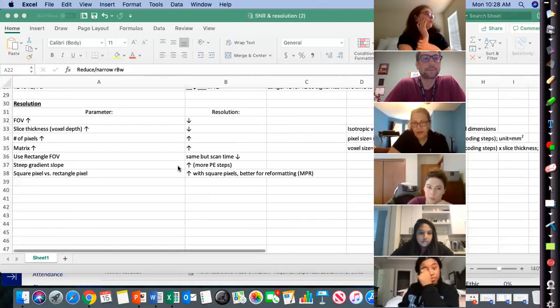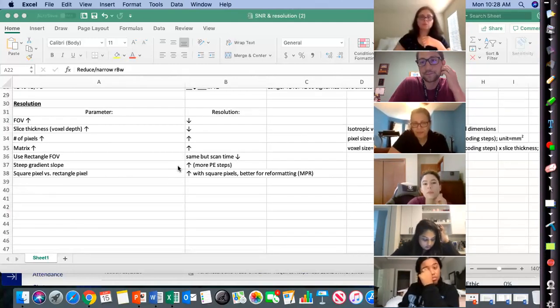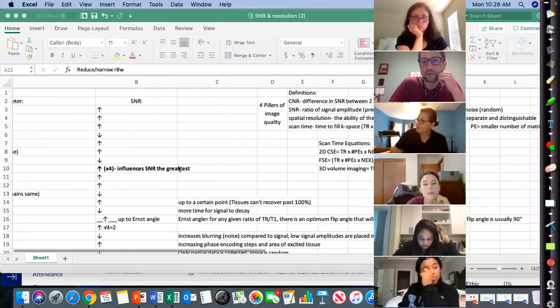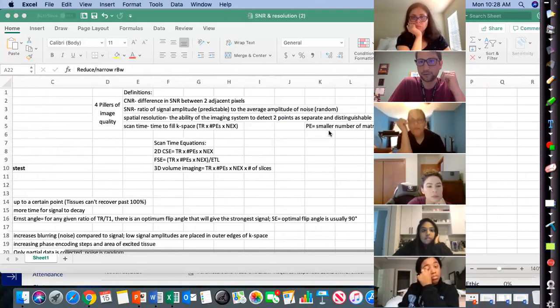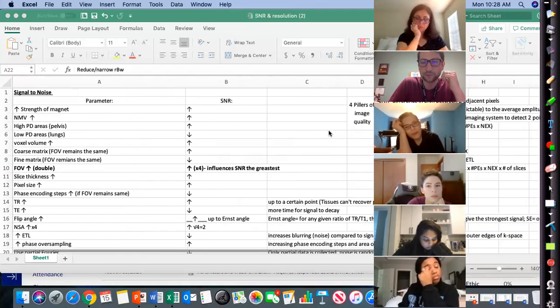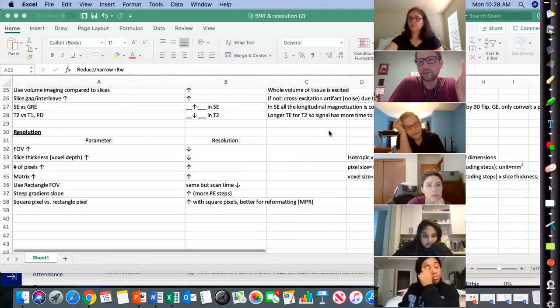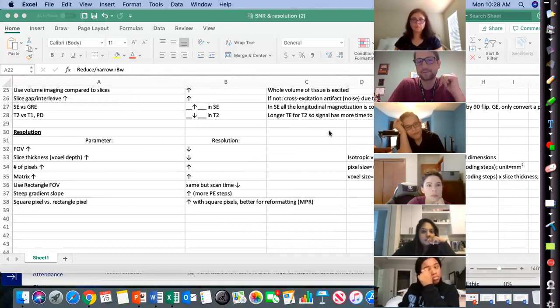All right, now let's get down to resolution. We already defined what resolution was up here: the ability of the imaging system to detect 2 points as separate and distinguishable. If we really want to quickly break it down, it's basically the size of the voxel. So resolution is determined by the size of the voxel.